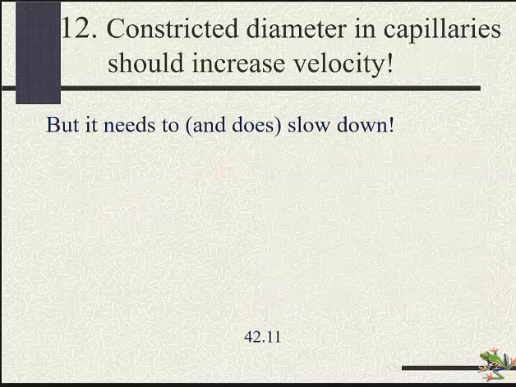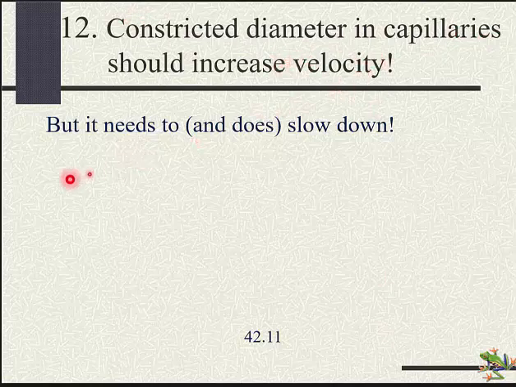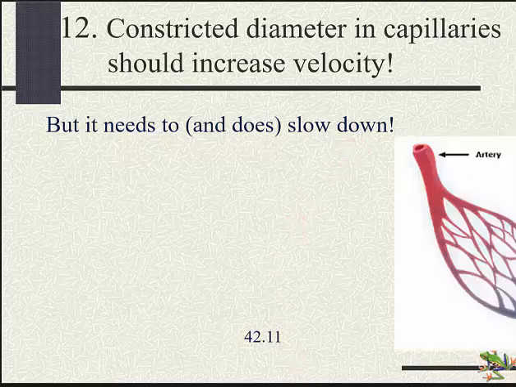So that seems like a contradiction. We have a smaller diameter in capillaries, which should make it faster, but what we need and what happens is it slows it down. So how can we explain that? Here is just a visual that shows you how the diameter gets smaller and smaller. And it also shows that it's not just becoming smaller, like when you put your thumb on a watering hose, but that it actually branches into many, many different capillaries. And that's the answer to this question.